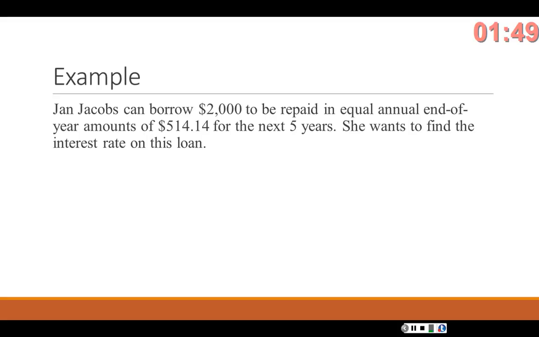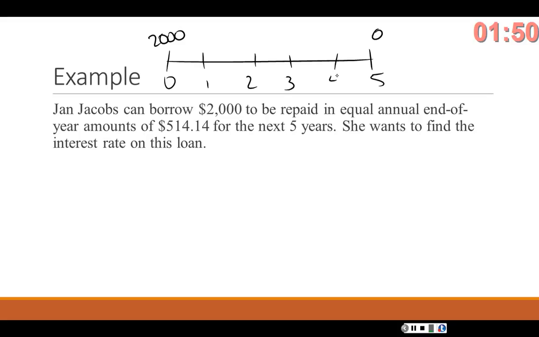Here's another example. Jan can borrow $2,000. It will be repaid in equal end-of-year payments of $514.14 for 5 years. She wants to find out the interest rate on this loan. So she's going to receive $2,000 now. She's going to have that paid off at the end of the period, 5. And she's going to be making payments of $514.14. Now I would put these in as negative because they're money leaving her pocket.